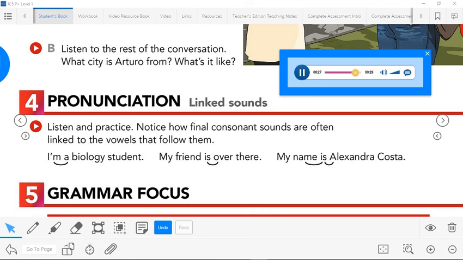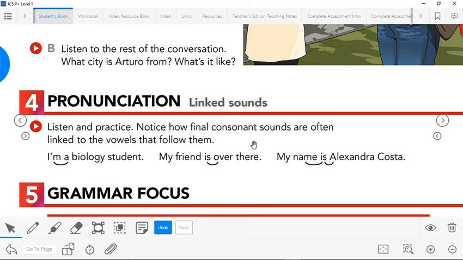I'm a biology student. My friend is over there. My name is Alexandra Costa. My name is Alexandra Costa. That is the way that they linked the sounds to make it sound more natural and fast.